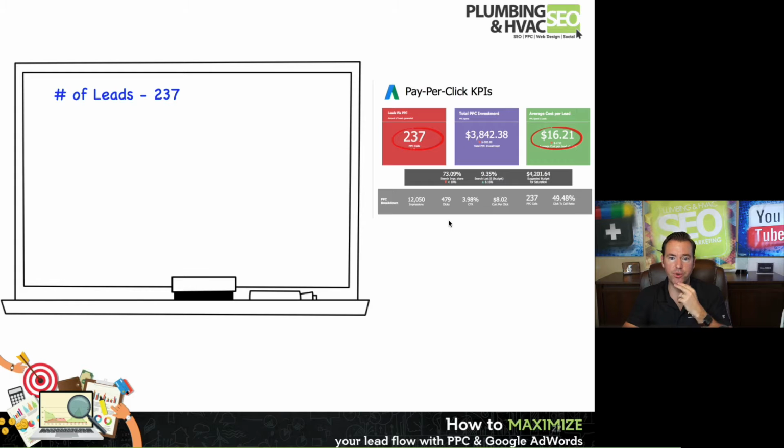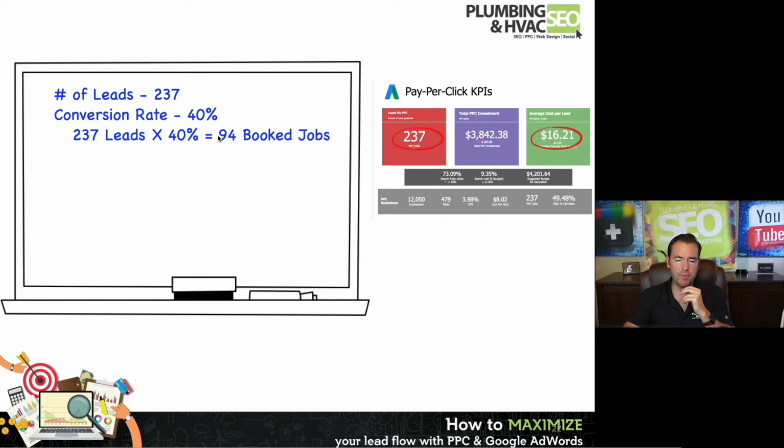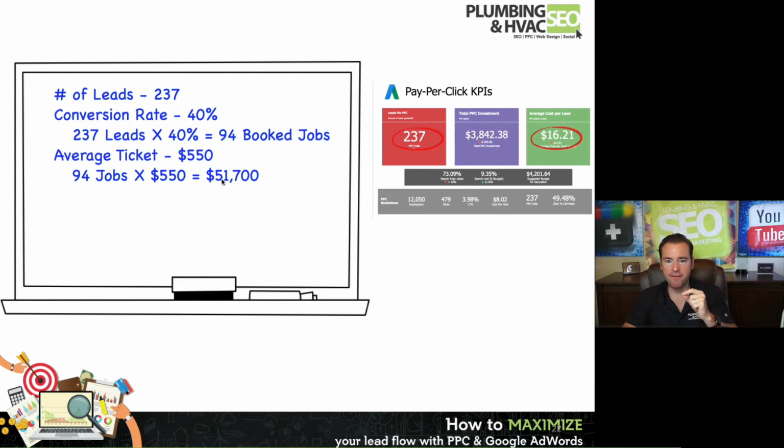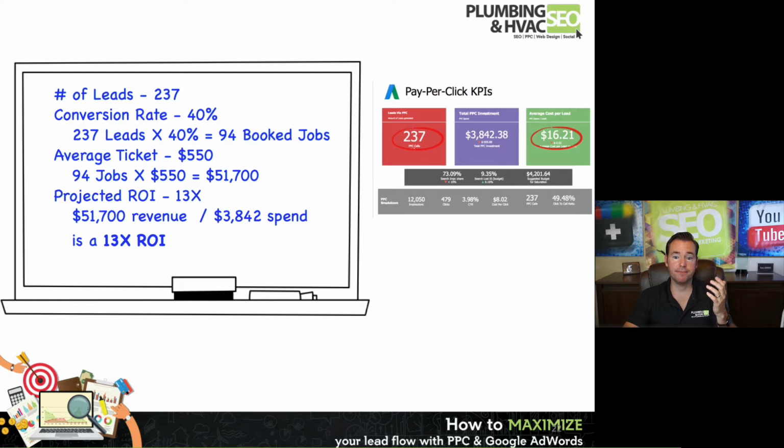So if we do the math, 237 leads times a 40% conversion rate gives us about 94 booked jobs. Average ticket of $550, 94 jobs times $550 is $51,000 in revenue on a $3,800 spend, which is a 13-time return on investment.